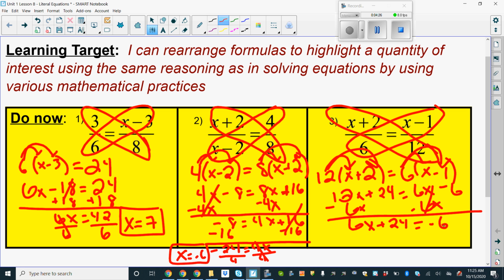That negative sign is still attached to that 6. Now I need to move whatever is being added or subtracted to the variable first. So I subtract 24, and I'm left with negative 6x equals negative 30. And now I have to divide by negative 6, divide by negative 6, and x equals 5, because a negative divided by a negative is a positive, and 30 divided by 6 is 5.